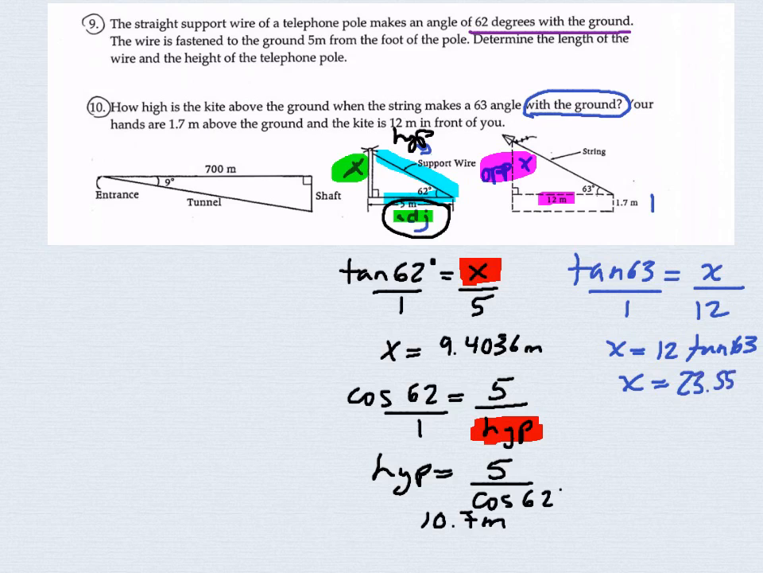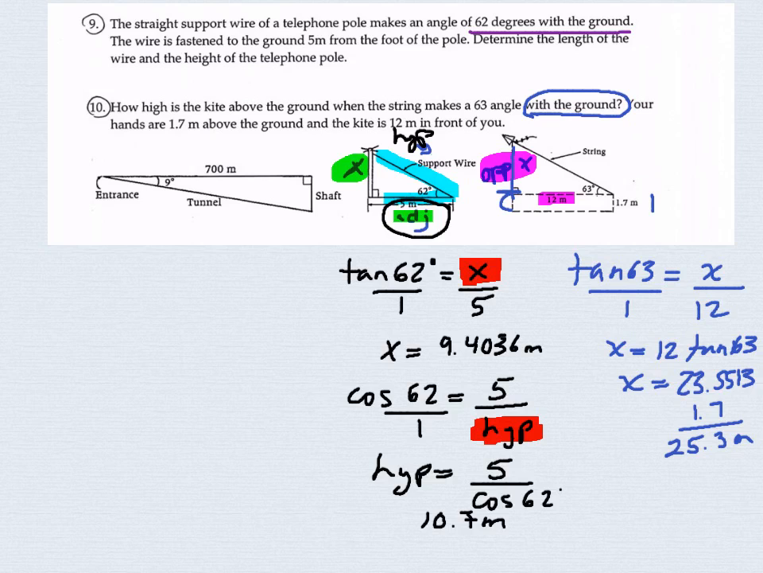23.5513. That's the height of the string from the hands up. But you have to consider that you were given also the height of the hands. So you add 1.7 to that number and do your rounding at the very end always. And you would get 25.3 meters for your final height of the kite.